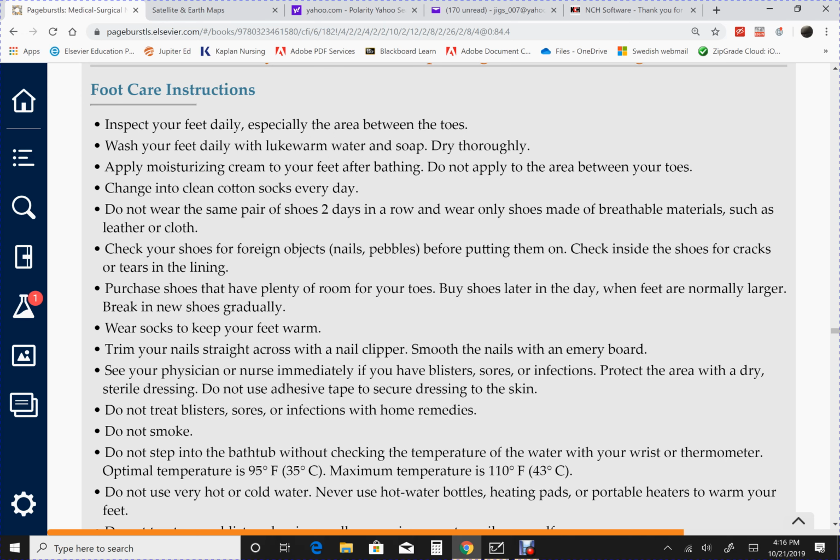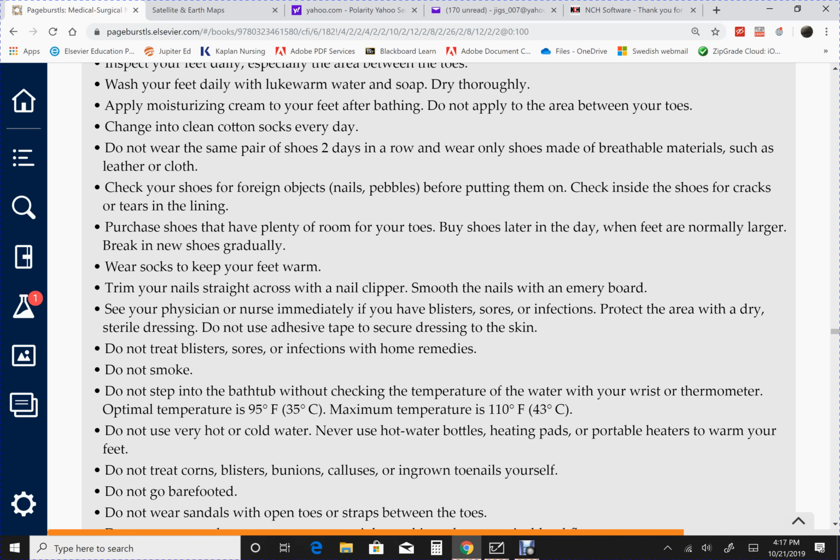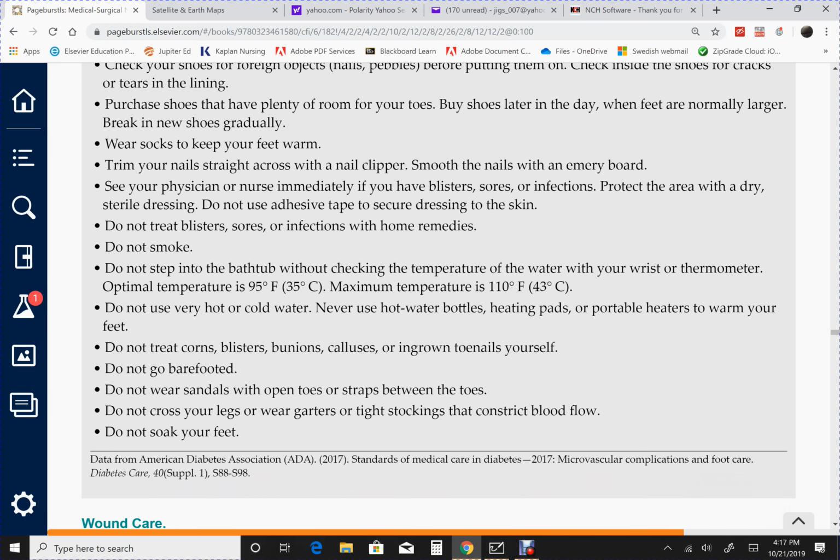Because when you have peripheral neuropathy, the legs get dry, the feet also get dry. You are to put lotion on your feet, except the area between the toes. That's an exception. Change into cotton socks daily. Do not wear the same pair of shoes. This is, of course, due to moisture. We want the shoes to dry thoroughly before we use them again. So read all the way down here.